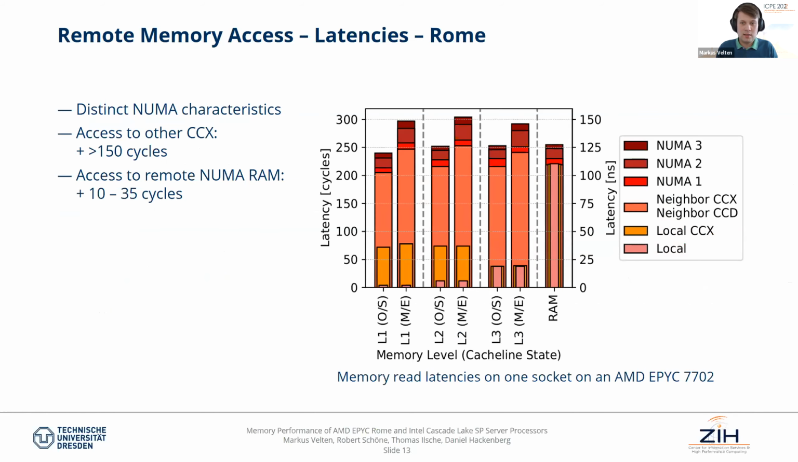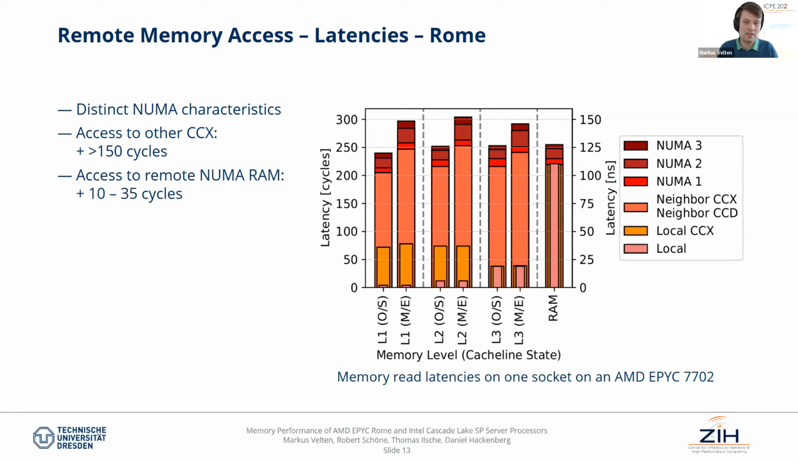So let's take a look at the latencies when accessing remote cores, so cores that are not the local core. On the AMD system, we can see very distinct NUMA characteristics. The vertical bar represents one cache level with its cache states, and the darker the color gets, the further away the core is. You can see that accesses to another CCX, even within the same CCD, take at least another additional 150 cycles.